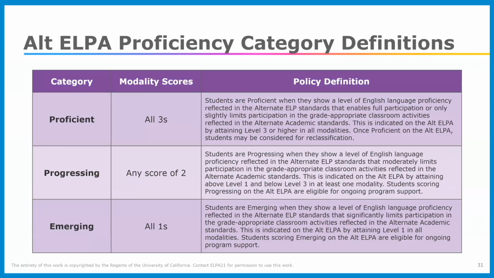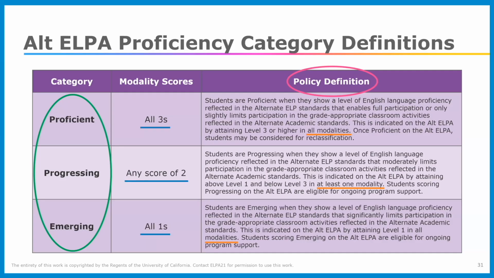And here is that same information for the ELPA's proficiency categories. Note that the names of the categories, proficient, progressing, and emerging, are the same. The policy definitions are very similar to those on the ELPA21 General Summative. Each proficiency category has virtually the same meaning across both assessments. A key difference is that for the ELPA, proficiency is measured at the modality level, and the scores that fall into each proficiency category are different.